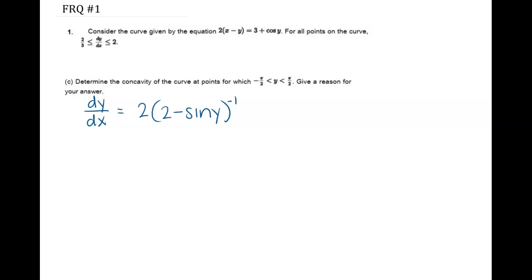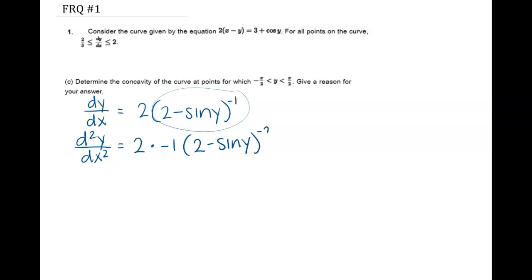I'd rather do this. d squared y over dx squared equals, just going to leave the 2 out here, and then the derivative of this piece is negative 1 times 2 minus sine of y to the negative second power, times the derivative of the inside function. Derivative of 2 is 0. Derivative of negative sine y is negative cosine y times dy/dx.